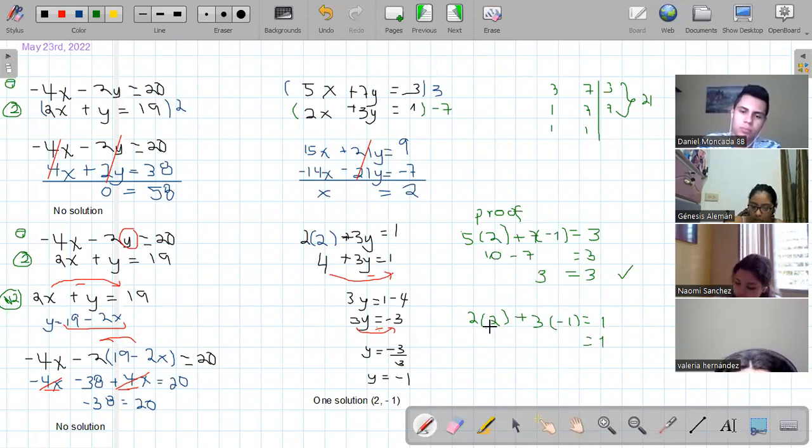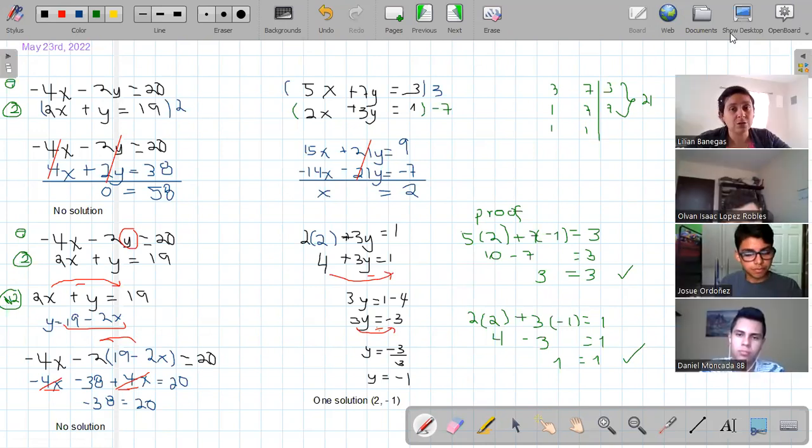We simplify, 2 times 2 is 4, 3 times -1, it's -3, 4 minus 3 is 1, and that was supposed to be equal to 1. Is it true? Yes. So your answer is one solution. And that is what we were going to be simplifying and reviewing today. Any questions? No question? Okay then, this is review day 1.